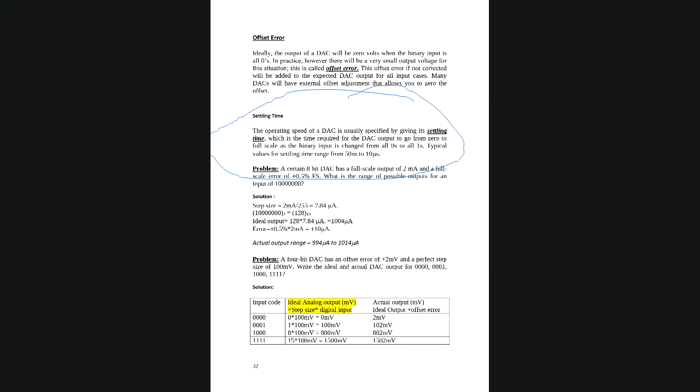For any DAC, it will not immediately give the output, okay? You provide an input, it will take some time. Ideally it will not give you the output just like this. It will take some time to give you the output. That is called settling time. It means how much time the DAC takes from when you give a digital input to when you get the output. That is called settling time. We call it operating speed.